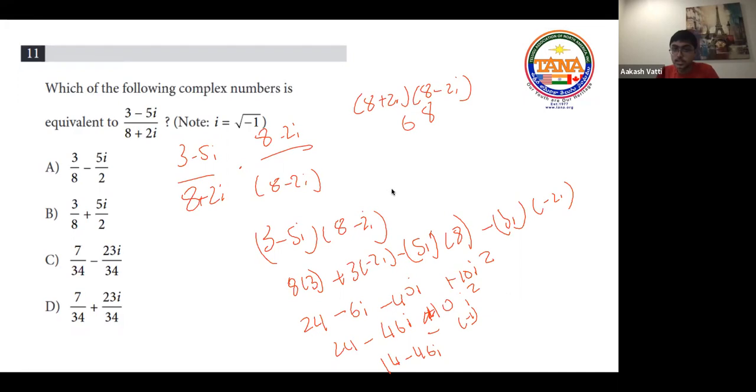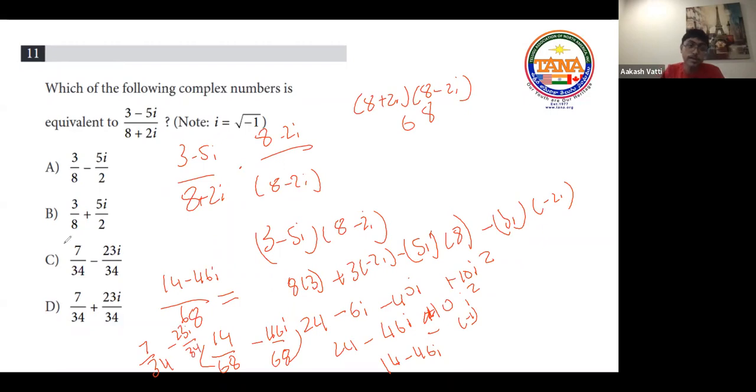And now our fraction is 14 minus 46i over 68, which is equivalent to 14 over 68 minus 46i over 68, which is equivalent to 7 over 34, because you just divide both these by 2, and these 2 by 2 as well, minus 23i over 34. Any questions? None? All right.